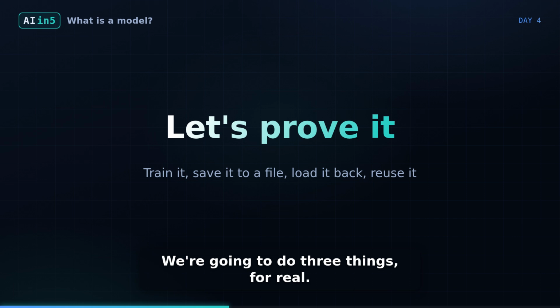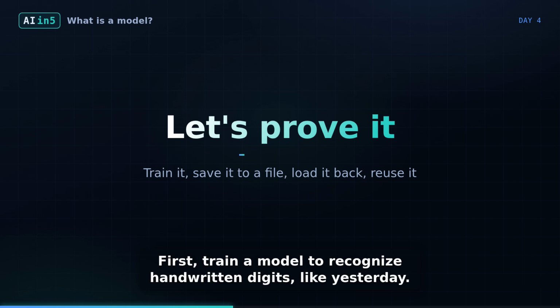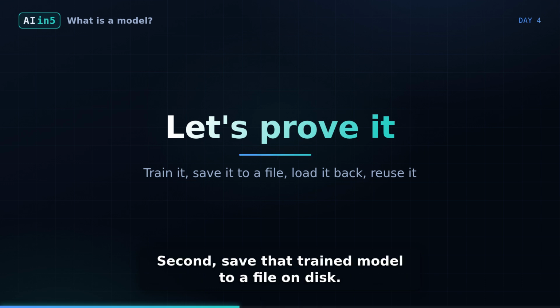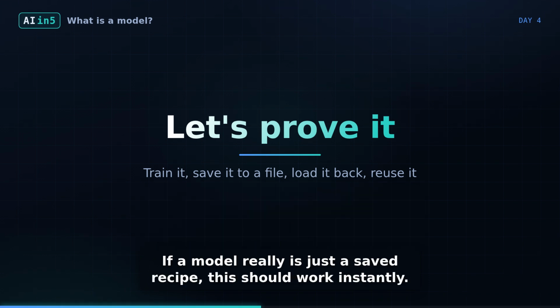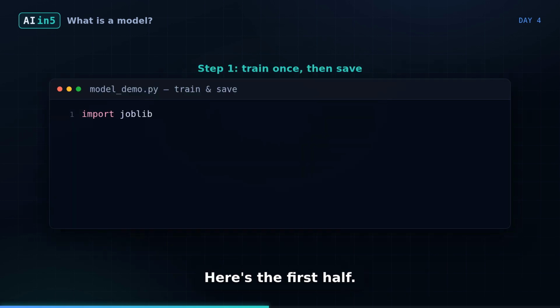We're going to do 3 things, for real. First, train a model to recognize handwritten digits, like yesterday. Second, save that trained model to a file on disk. And third, and this is the key part, we'll load that file back, as if we were a completely different program running days later, and use it to make predictions, with no retraining at all. If a model really is just a saved recipe, this should work instantly. Let's find out.